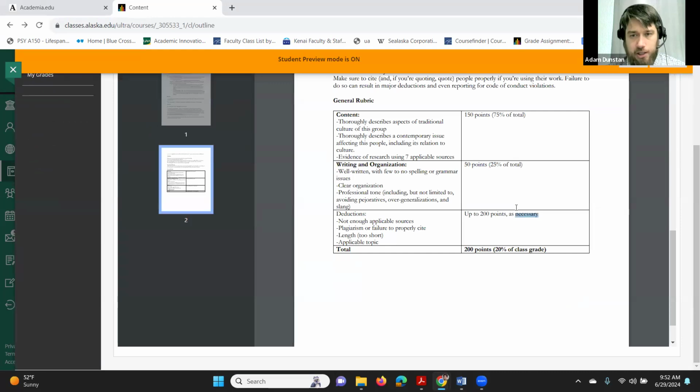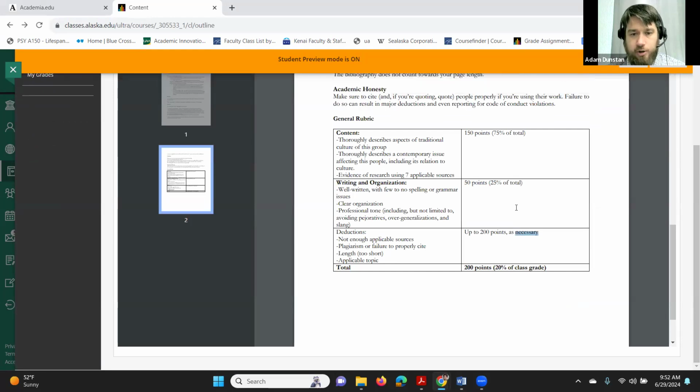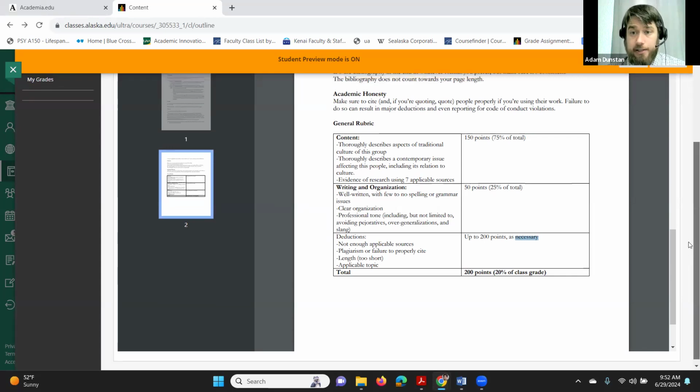Most of your points are based on the content, not on the writing. This is not a writing course, although 25%, a quarter, is on the writing. But a lot of that is basically being organized, so I can follow your train of thought, and being professional, by which I mean you're not being offensive or making crazy claims without evidence. It's not, again, a writing class.